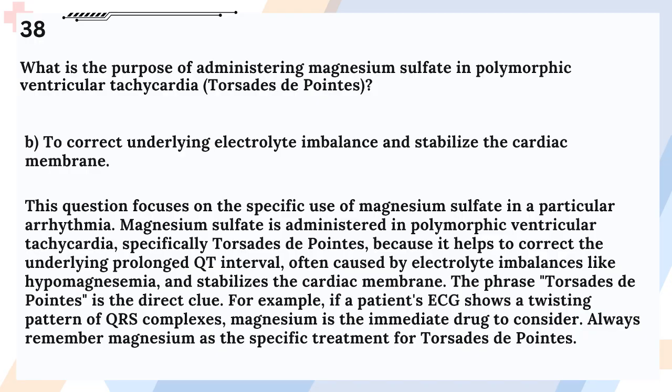The phrase torsades de pointes is the direct clue. For example, if a patient's ECG shows a twisting pattern of QRS complexes, magnesium is the immediate drug to consider. Always remember magnesium as the specific treatment for torsades de pointes.